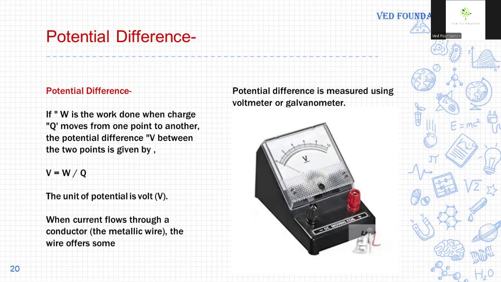Potential difference is measured using a voltmeter. This is a voltmeter. We can measure potential difference using a galvanometer also.